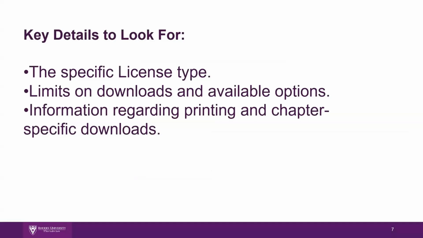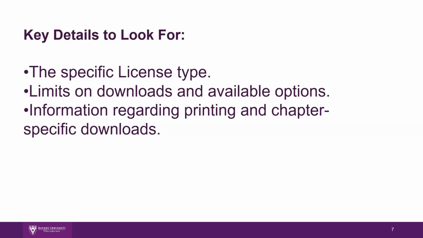Now, apart from the user licensing that I mentioned, there are also other details that are important for you to look at when accessing a book electronically. The first one we've already touched on, which is the specific license type. Can this book be accessed simultaneously by 3 people, or does it have unlimited access? So you want to look at the license type before you access the book in order to see if there's a copy that's still available for you to read.